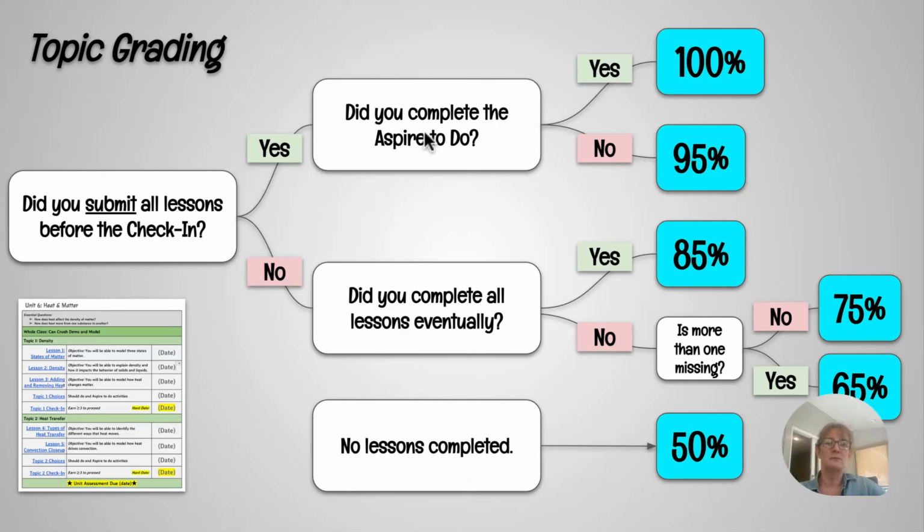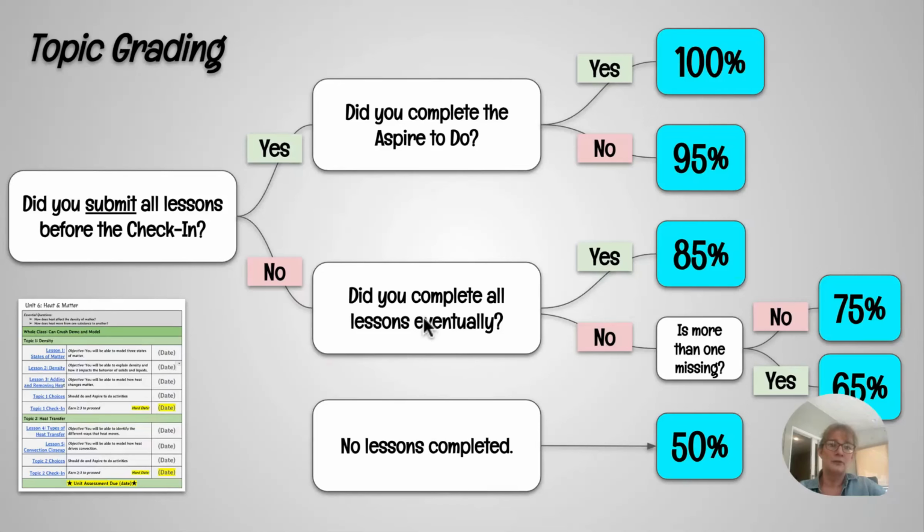What if you didn't do the Aspire to Do? Well, that's still an A. You did all the required work, so you get your 95%. Going down now to what happens if you didn't get the lessons submitted on time. So now you're down here in the no. And so maybe you didn't get them done on time, but you did eventually do them. So that brings you up to your yes. And that means that for the topic, you've earned yourself an 85%.